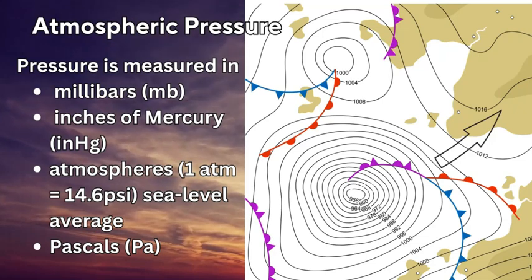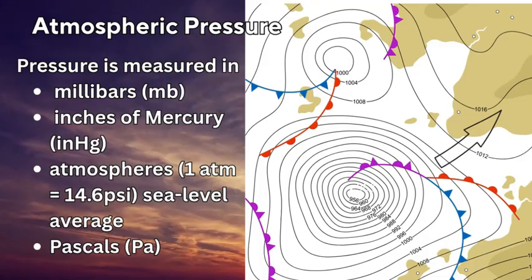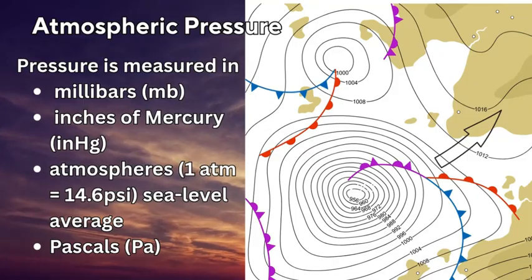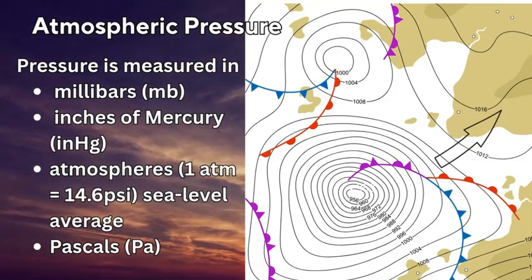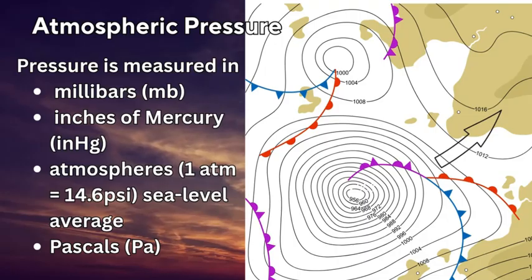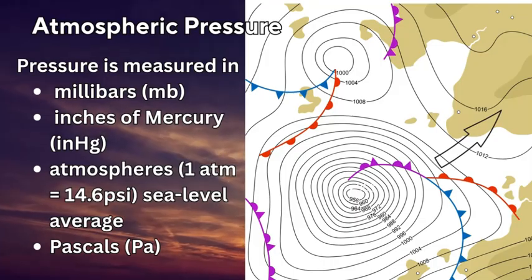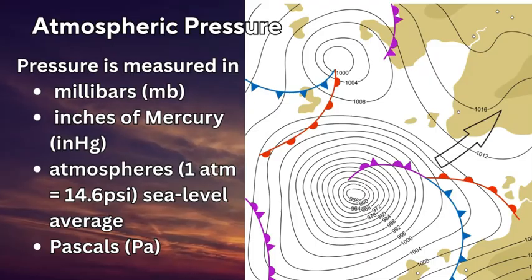And we measure atmospheric pressure in millibars, or MB, or inches of mercury, which is inHg, or in atmospheres, which 1 atmosphere is the generic average, exerting 14.6 psi at sea level on average. And then we also have pascals, which is Pa. So the different types of measuring atmospheric pressure can vary. However, I usually use millibars in my classroom just as that standard unit of measurement.